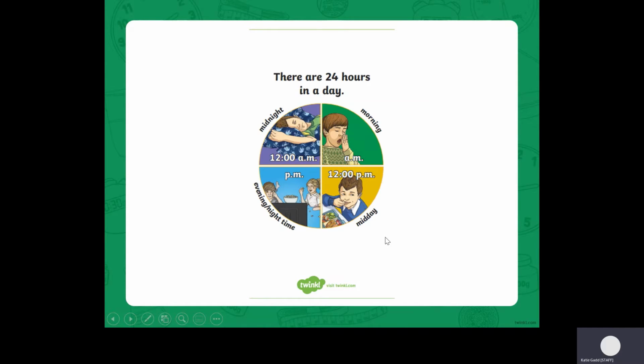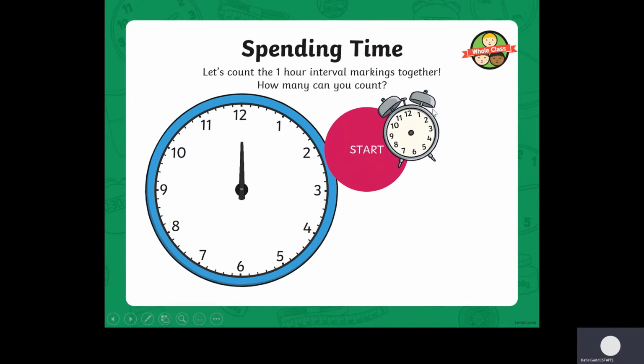So we know there are 24 hours in a day. We have the morning, which we call AM. Once we get to 12 o'clock, that's midday when you have your lunch. Then we go into the evening and night time, the PM, and then all the way up to 12 AM, which is midnight when you're sleeping. So let's count the 1 hour intervals together. How many can you count?